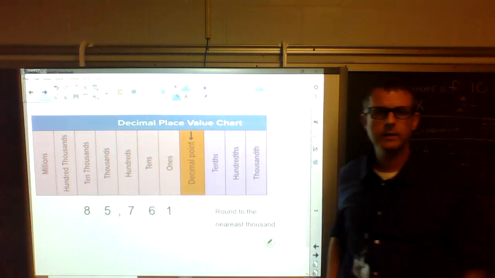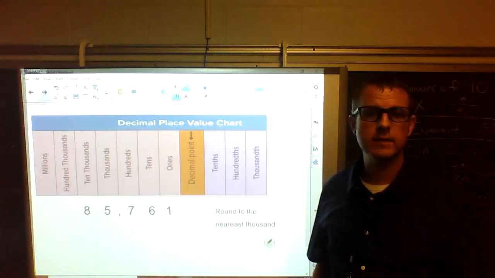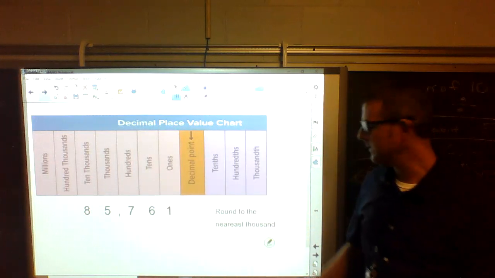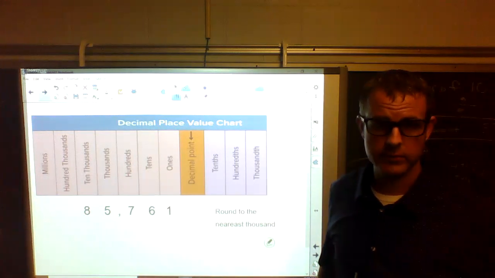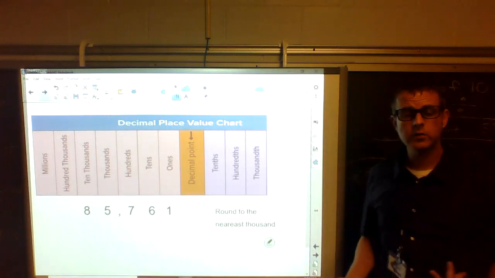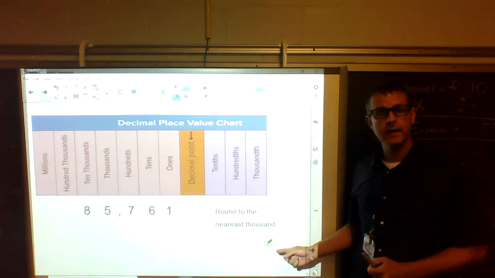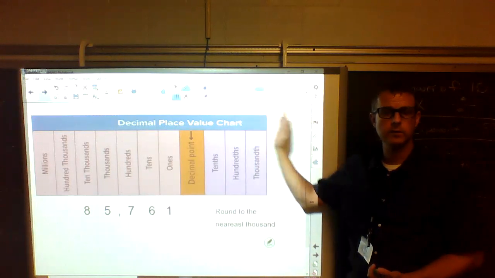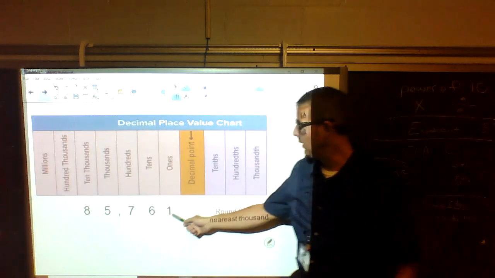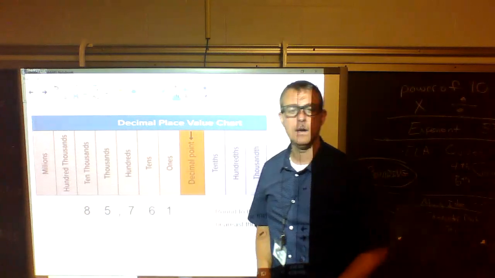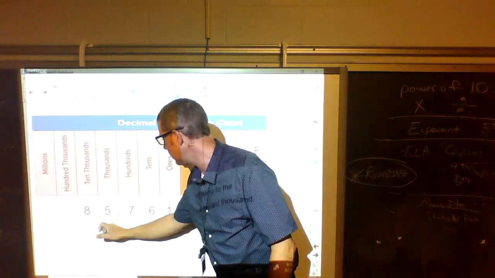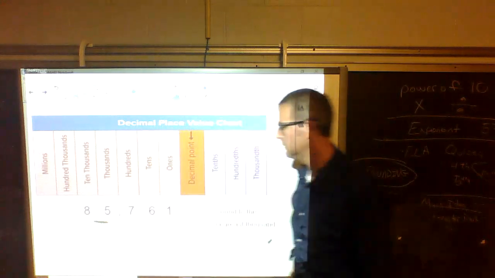So this time we have the number 85,761. And I know it's kind of hard to see here, but it says we're rounding to the nearest thousand. So according to our chart, the first thing we do is find the thousand column and underline it. Now I already have my place value chart up here, but I know it's ones, tens, hundreds, thousand. I need to underline the thousand column. In this case, it's this digit 5. So I'm going to underline it.